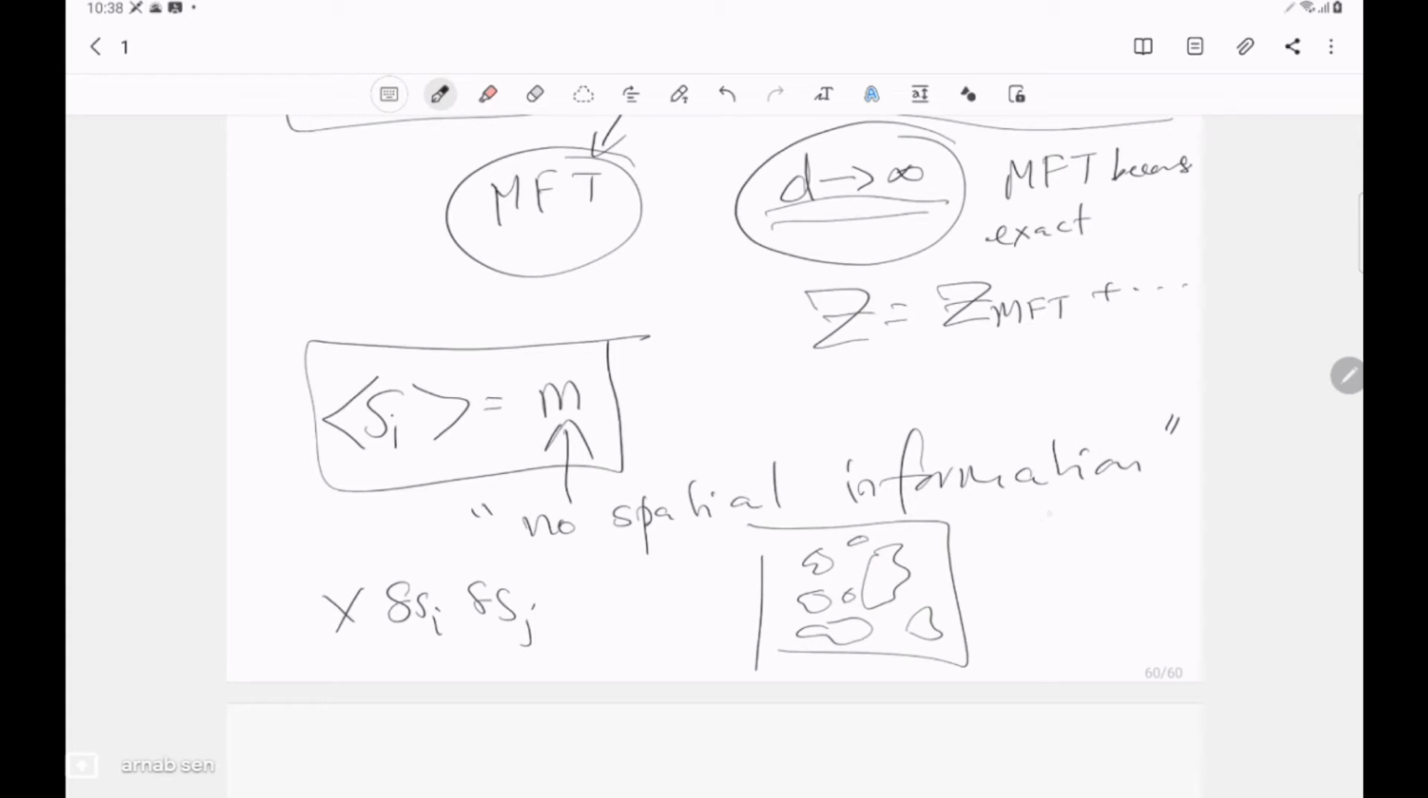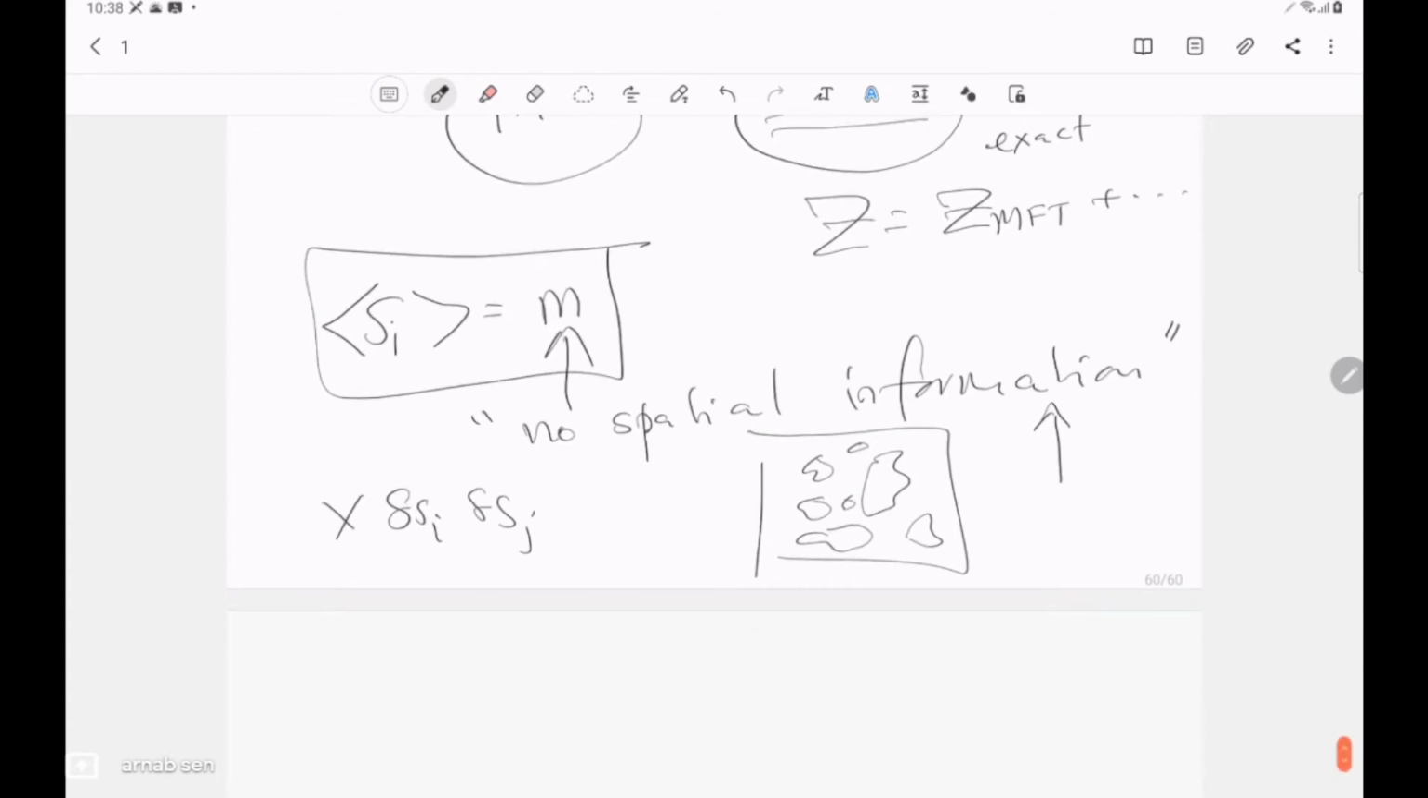So this is a very drastic simplification, that you just say that the mean field M is constant throughout space. This is a very drastic approximation. We'll actually like to go beyond this approximation.